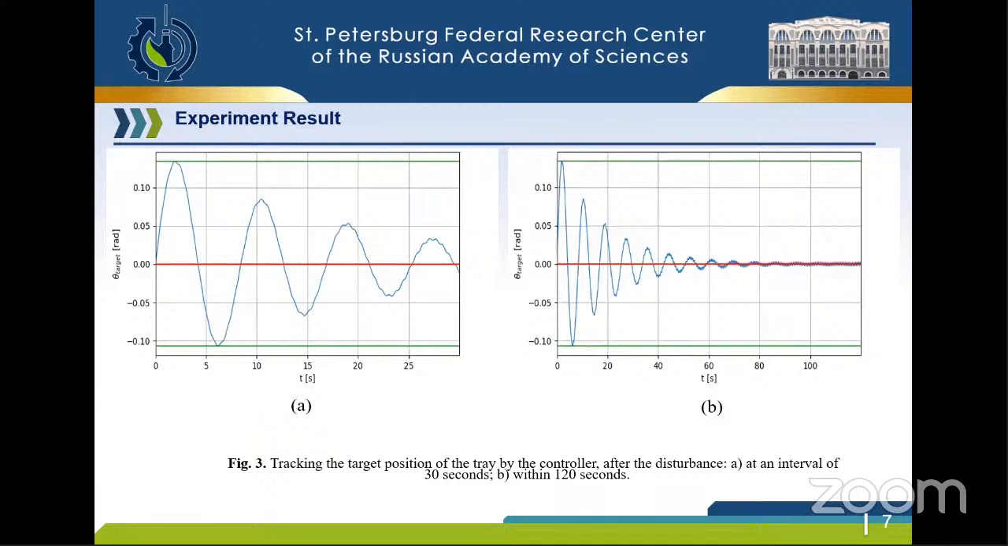Based on the proposed model, the gyroscopic platform system was tested, and figure 3 shows the operation of the tray, stabilizing control and tracking to the set position in the event of emergency braking. You can see that the maximum deviation from the target position in the case of emergency braking was 0.3045 radian, and the minimum was minus 0.1067 radian at a time interval of 120 seconds. After the disturbance, the system remains in a stable state.